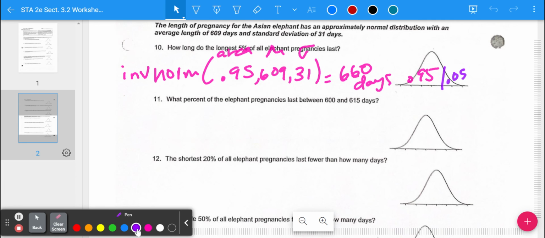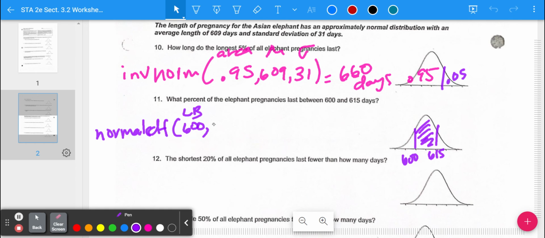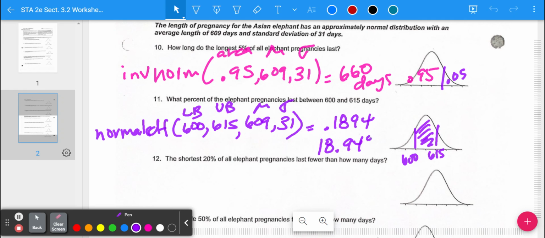So what percent of elephants will fall between 600 and 615 days? Because they're giving me the actual days, I run a normal CDF. My lower bound will be 600. My upper bound will be 615. My mean is 609. Standard deviation, 31 days. Make sure you're labeling each part. And as you run this, you should get 0.1894. If you want to turn it to a percentage, it'd be 18.94%.